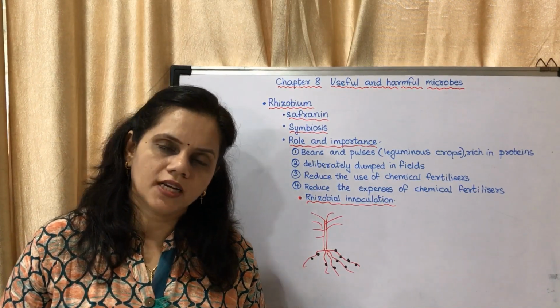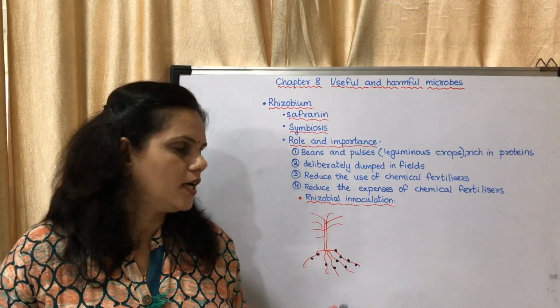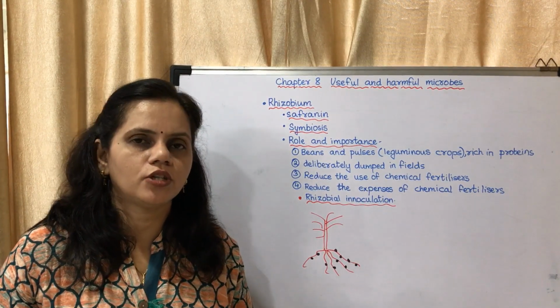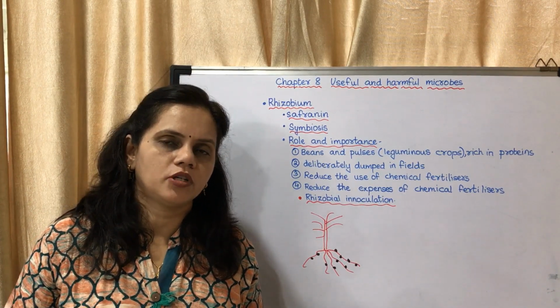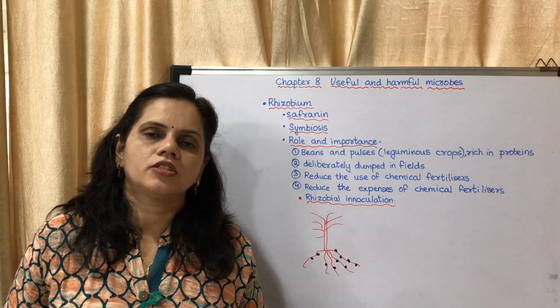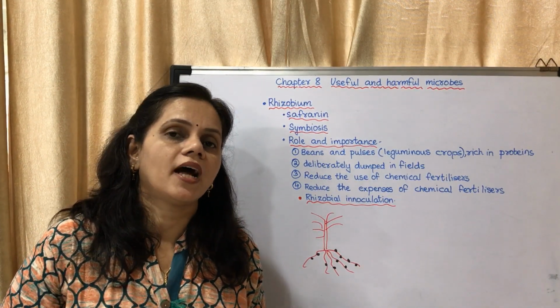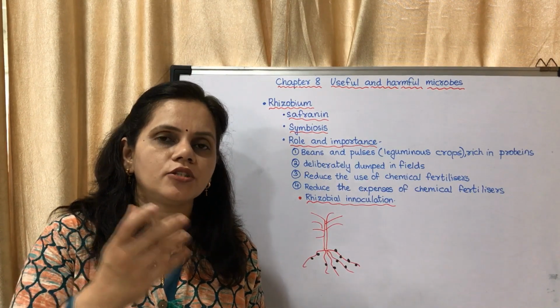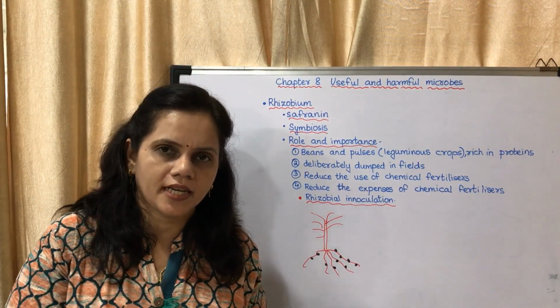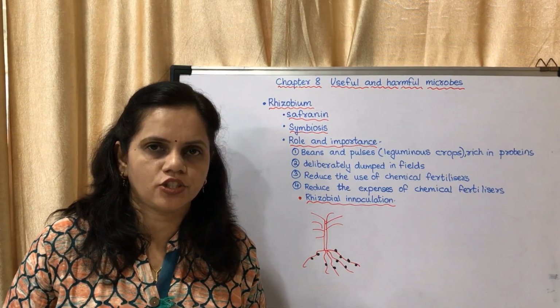Now we will come back to Rhizobium. What does Rhizobium do? Rhizobium stays in these nodules and converts atmospheric nitrogen into nitrites and nitrates. So that is the use of Rhizobium to the plant. What does the plant give to the Rhizobium? The plant provides the Rhizobium with carbohydrates to live.